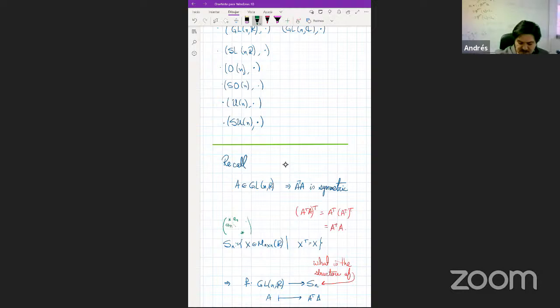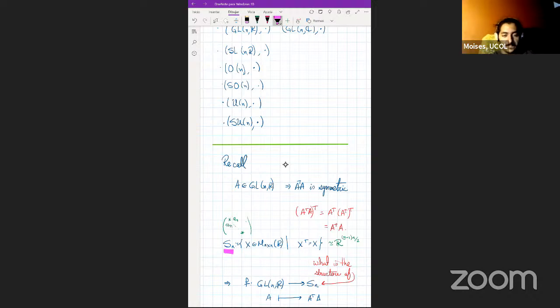So in other words, this is basically R what? What is the dimension? R to the n times n minus 1 over 2. Right. So Sn is no other than some Euclidean space, and that's how we think about Sn as a smooth manifold. Okay?